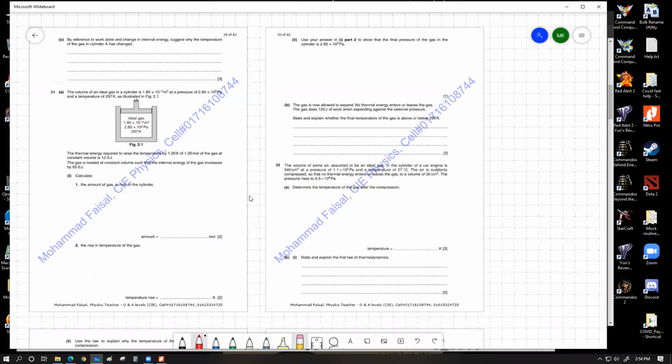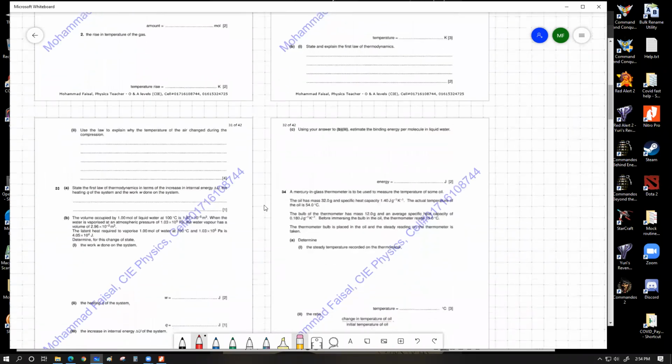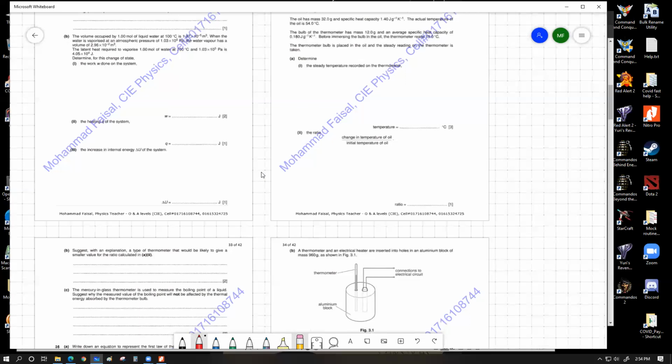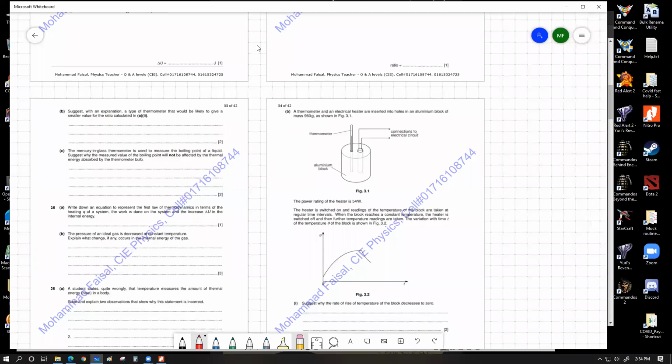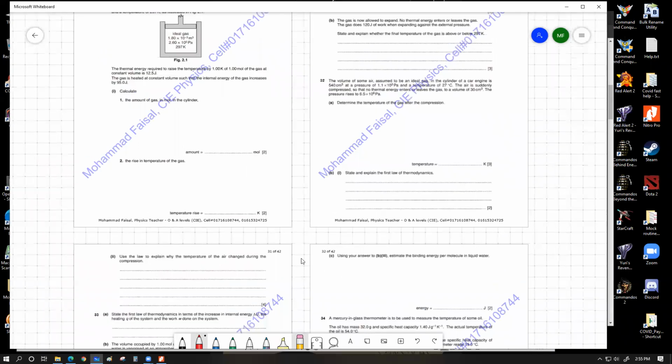No, I'm gonna do 31 first. So I'm gonna do 31 for you, and then I'm gonna go for this one, 36. 36 is a pretty interesting problem, like a really interesting problem. So I'm gonna go for 36.